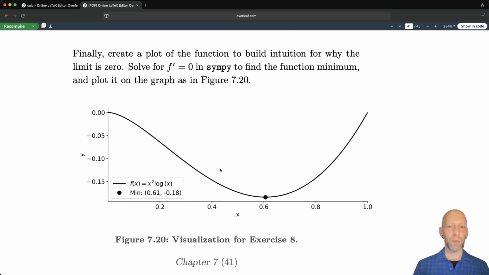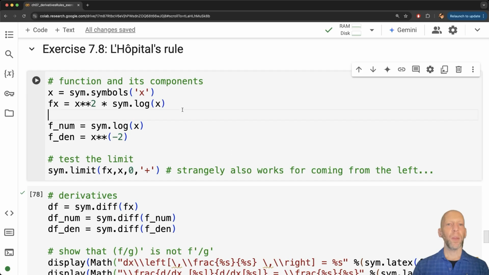You'll see that this function has a dip here. The last part of this exercise is to use SymPy to find the exact minimum point here and then plot it. To do that, you need to find the critical point of this function and then draw that point here. So here I create a symbolic variable for x.